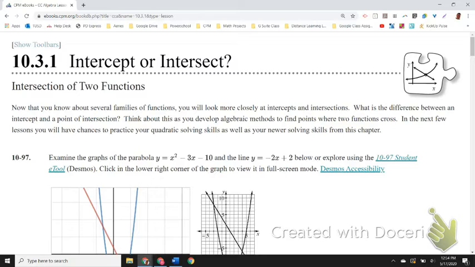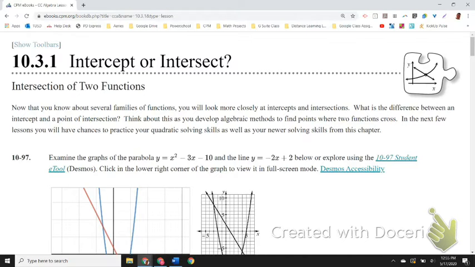All right, so let's just read the first paragraph here. It says, now that you know about several families of functions, you will look more closely at intercepts and intersections. What is the difference between an intercept and a point of intersection? Think about this as you develop algebraic methods to find points where two functions cross. In the next few lessons, you will have chances to practice your quadratic solving skills as well as your newer solving skills from this chapter.